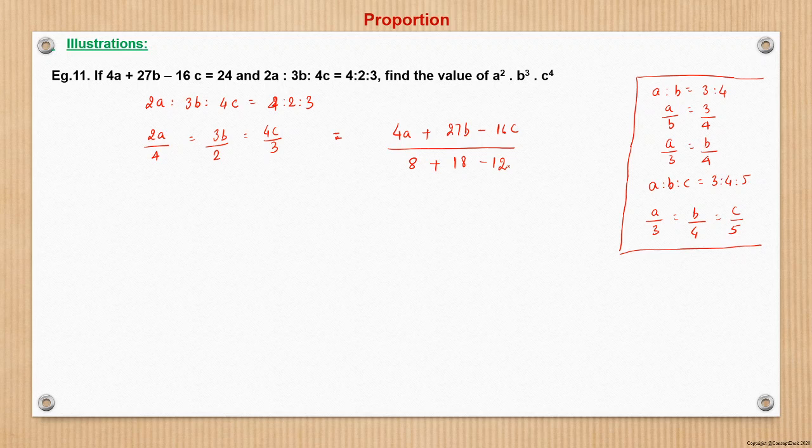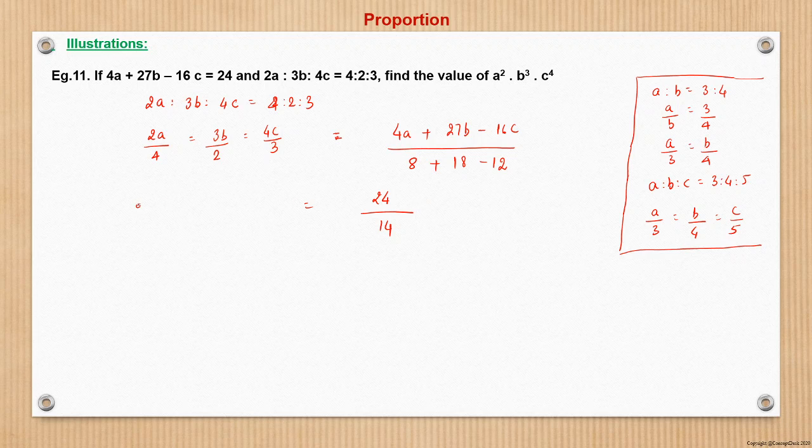Right. So here we get what? And 4a plus 27b minus 16c is given as 24. 24 upon this is 14, right? So this is 14.